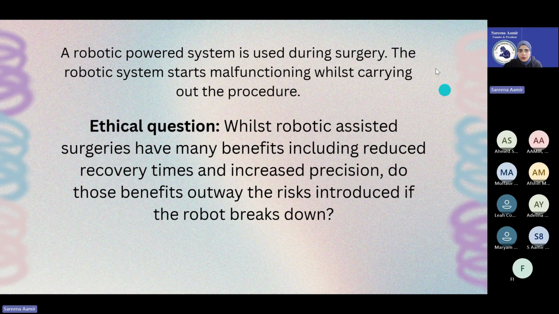A robotic powered system is used during surgery. The robotic system starts malfunctioning whilst carrying out the procedure. The ethical question is, whilst robotic assisted surgeries have many benefits, including reduced recovery times and increased precision, do those benefits outweigh the risks introduced if the robot breaks down? So I'll give you a minute. We're running out of time because the guest speaker needs to come in about 4 or 5 minutes. So I guess these will be one of the last questions.